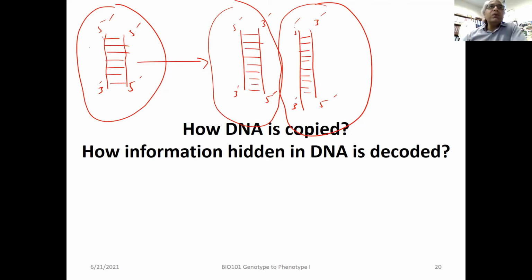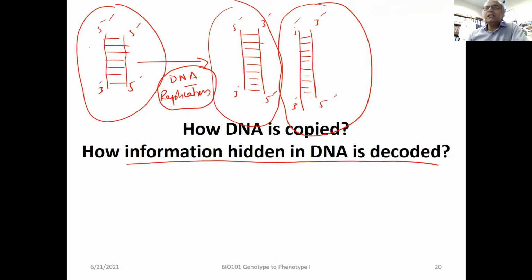So you have to replicate. This process is called replication. In the case of DNA, we call this DNA replication. How this copying mechanism takes place, we are soon going to see, because without this you cannot grow, and you cannot pass on information to the progeny. But understanding this process also helped us understand another big question, which was how the information is decoded. These are two different questions: how DNA is copied and how information is decoded.